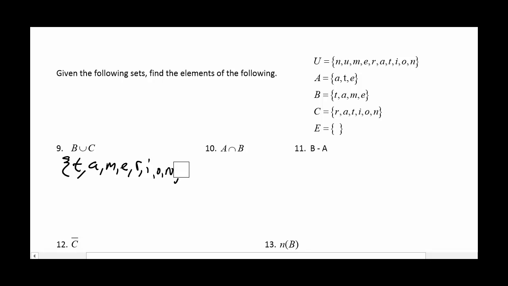So that would be the union of sets B and C, or the stuff in B plus anything new that happens to be in C.